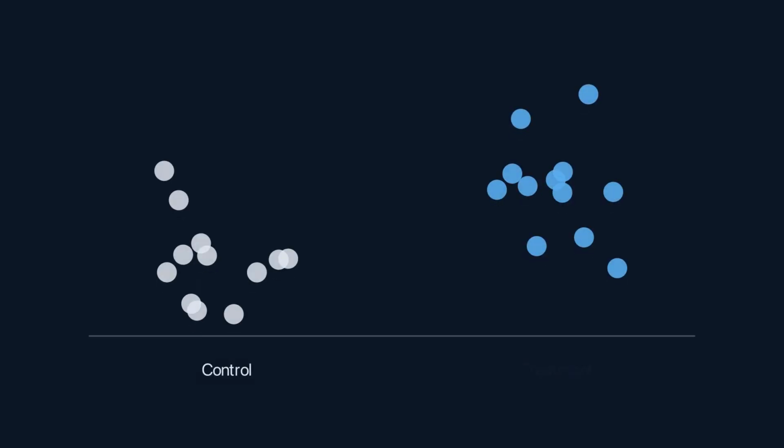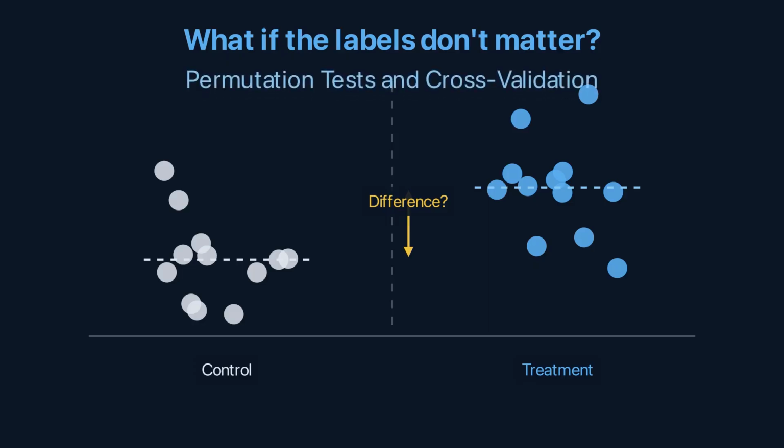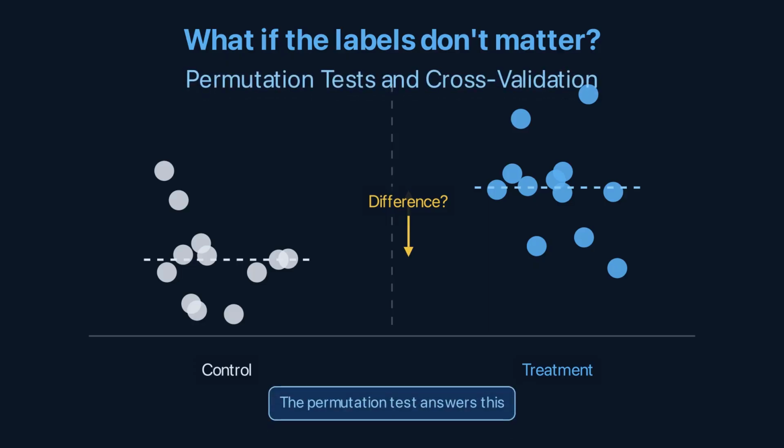Two groups, treatment and control. The treatment group improved more. But what if the labels don't matter? What if you randomly assign patients to groups and still saw the same difference? The permutation test answers this.